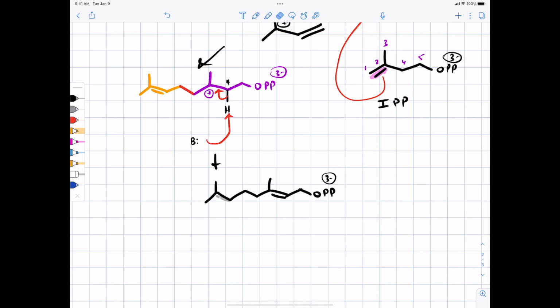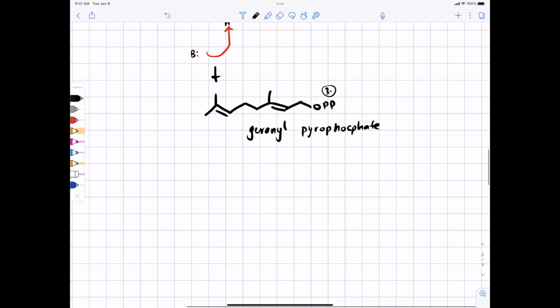And this is called geranyl pyrophosphate, and it's an intermediate in the synthesis of a lot of natural products called terpenes. It's also an intermediate in cholesterol biosynthesis. And this is found all over in nature in essential oils of plants.